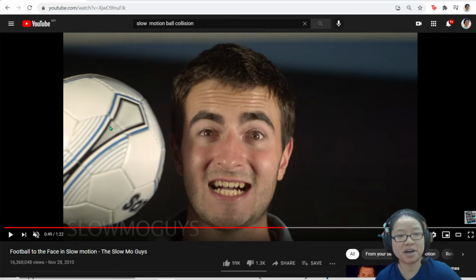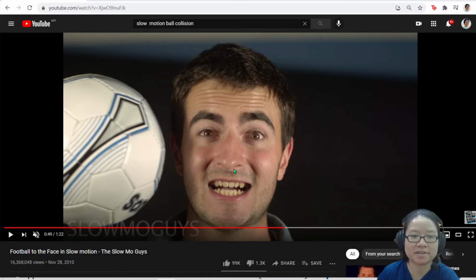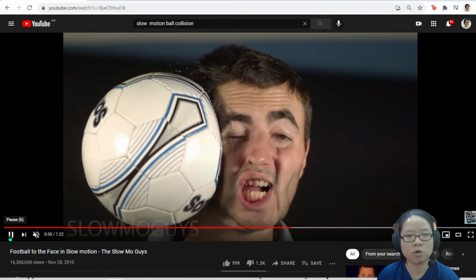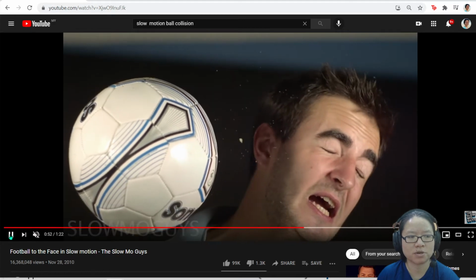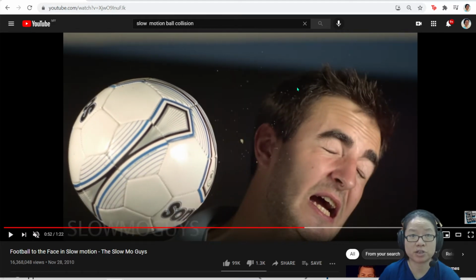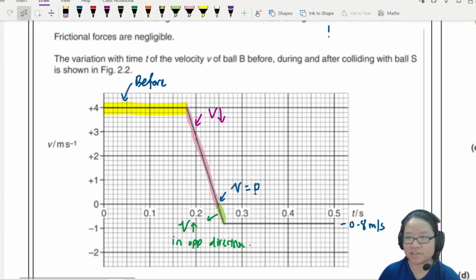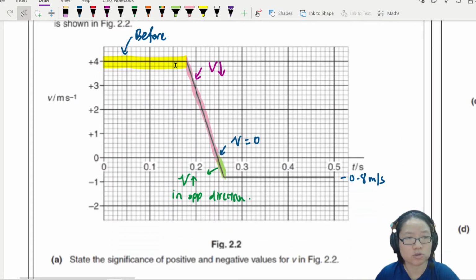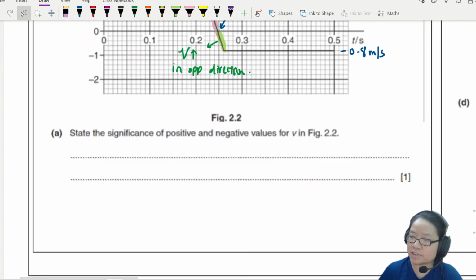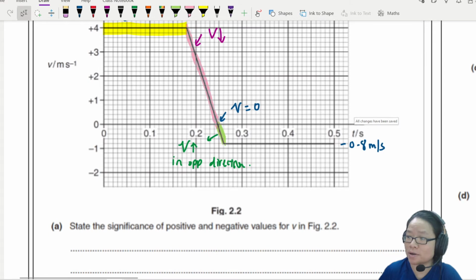What I have behind me is the ball about to collide with its head. So you could see this head as object S and this ball as object B. Observe carefully what happens to the ball. The ball slows down and stops while the head moves in the opposite direction. If we go back to the graph, we can see the ball will slow down and stop. We don't care about the head first. Let us just keep our eyes on the ball.